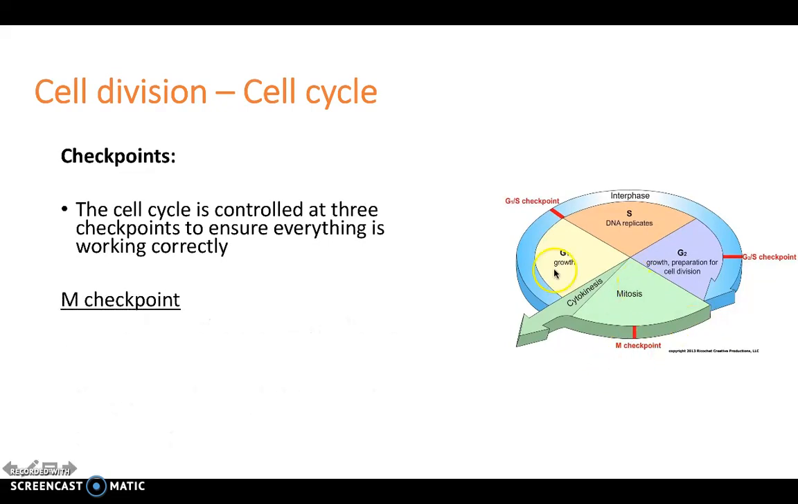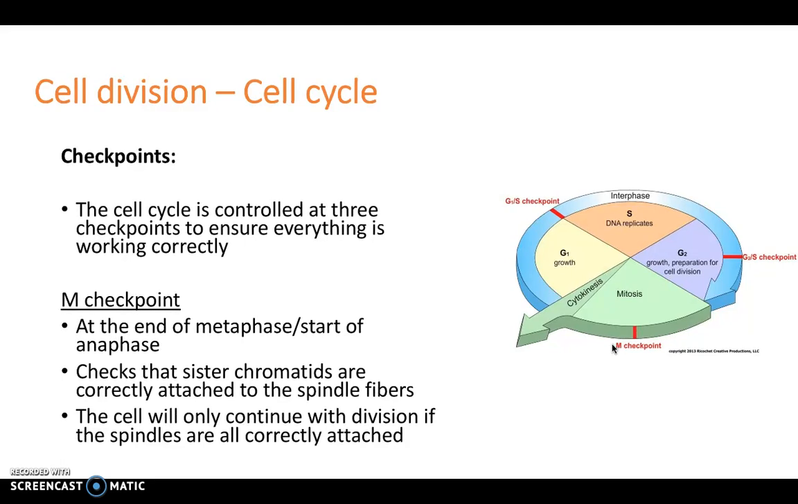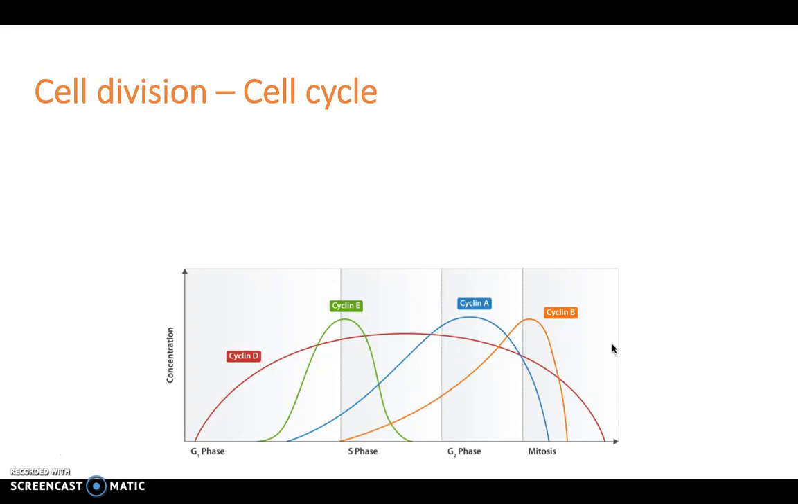The last checkpoint is the M checkpoint, and this checkpoint is at the end of metaphase or the start of anaphase, and it checks that sister chromatids are correctly attached to the spindle fibres, and the cell will only continue with division if the spindles are all correctly attached. Now this may not make much sense to you now, but when we look at mitosis in a little bit more detail, hopefully it will.